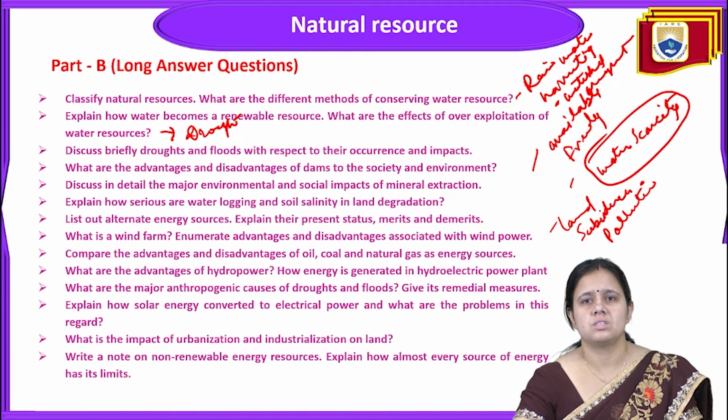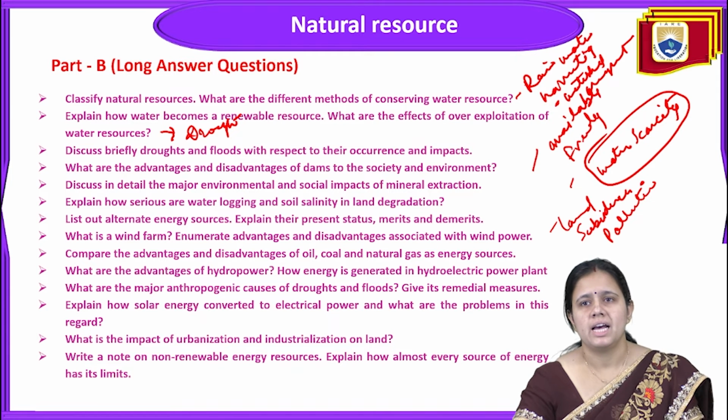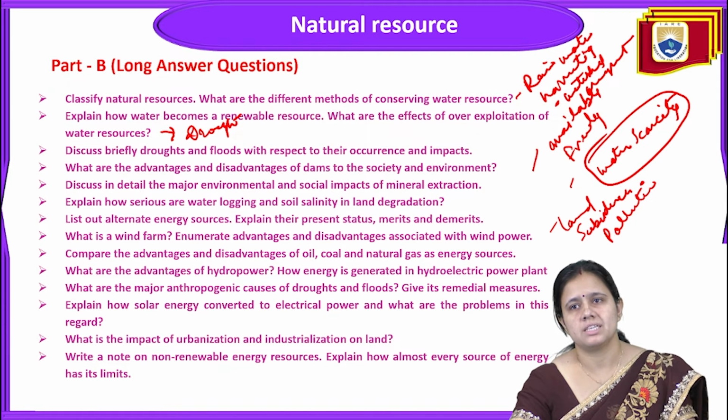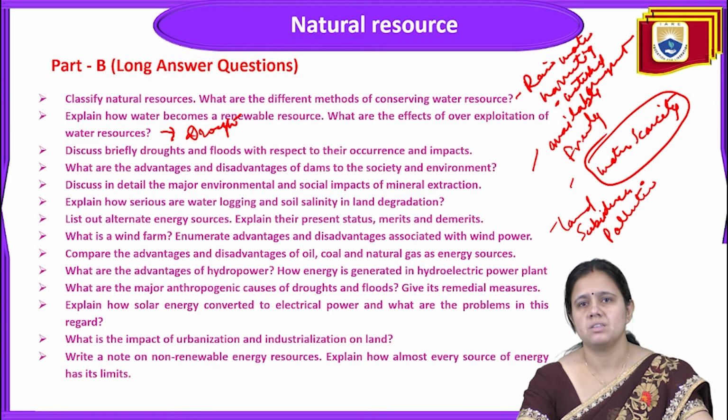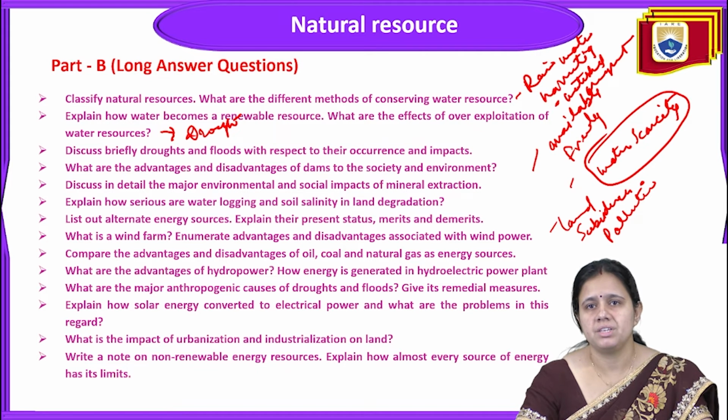So examples of alternate energy sources are solar energy, wind energy, ocean thermal energy, and next is nuclear energy. And there you have to explain its present status and its merits and demerits. So with all these renewable resources, the first merit is that they are available free of cost. Next, it is environment friendly. Third, it is easily available, and you get plenty of it.